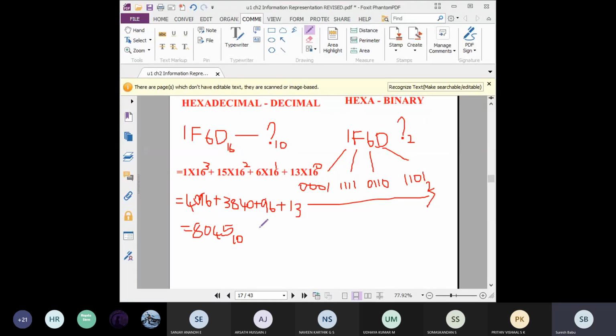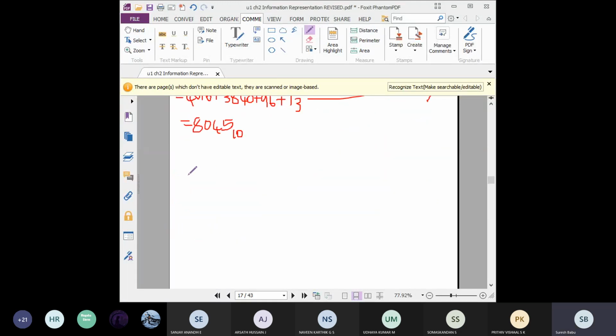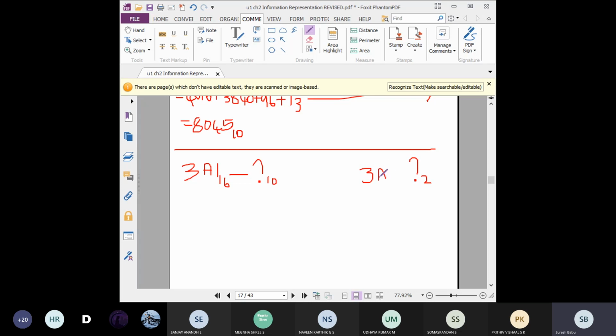Okay. So next, one more thing we will see, that is the next example, 3A1. This is a hexadecimal number. We want to convert this into the equivalent decimal as well as the equivalent binary. So 3A1, what is the equivalent binary value?